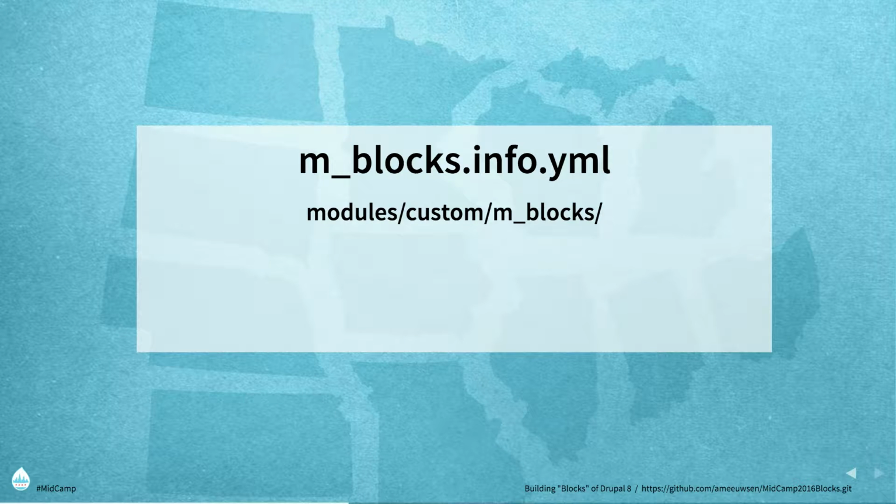So the first thing when building any module that you need is an info file. This tells Drupal metadata and also other important things about your module that it needs. So in Drupal 8, you now have this YAML extension. In Drupal 7, if you ever built one, you know it's just .info. Drupal 8 uses all YAML files. So in this case, it's m_blocks.info.yml. And this, again, is going to go in the root of your module folder.